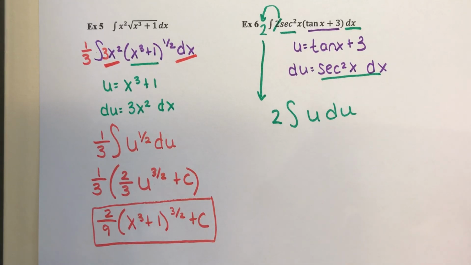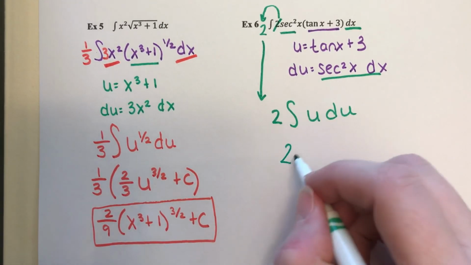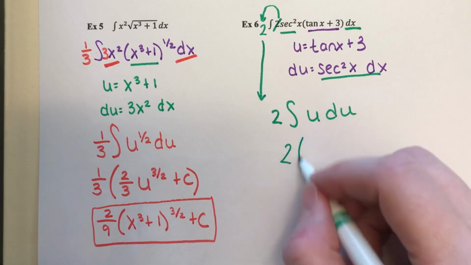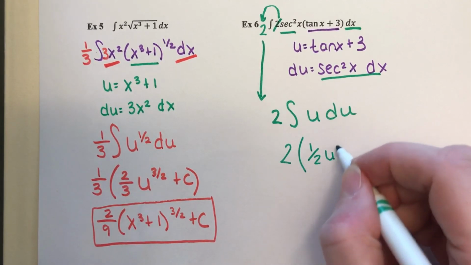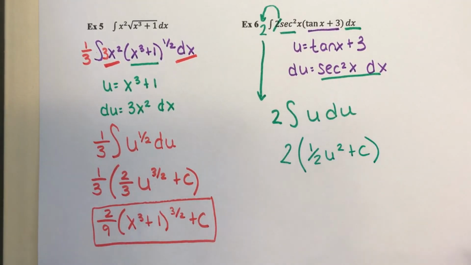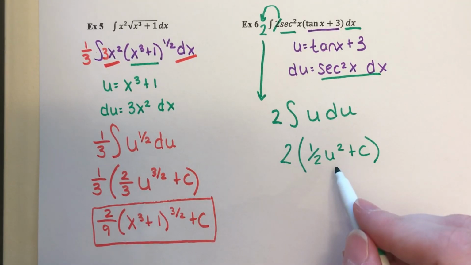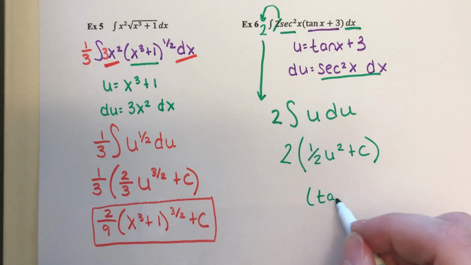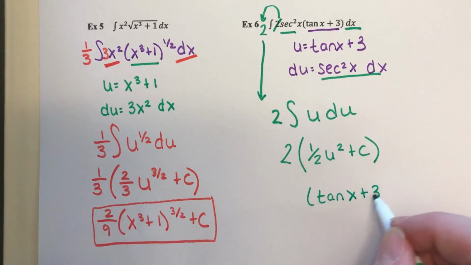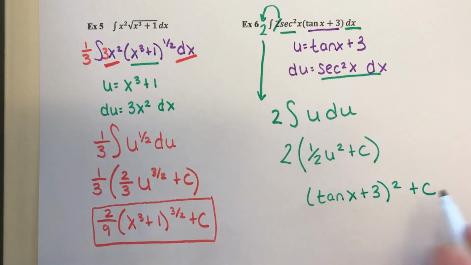Now I'm going to take my integral. I'm going to bring this 2 down, add and divide. So 1/2 u squared plus c. I can multiply these. That gives me 1, and I'm going to plug back in for u. So tangent of x plus 3 squared plus c.